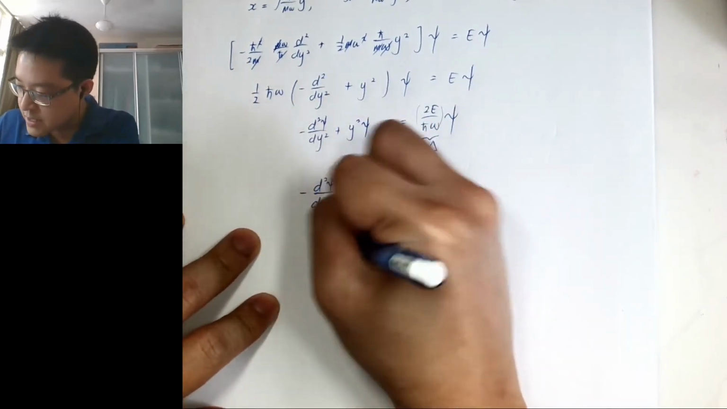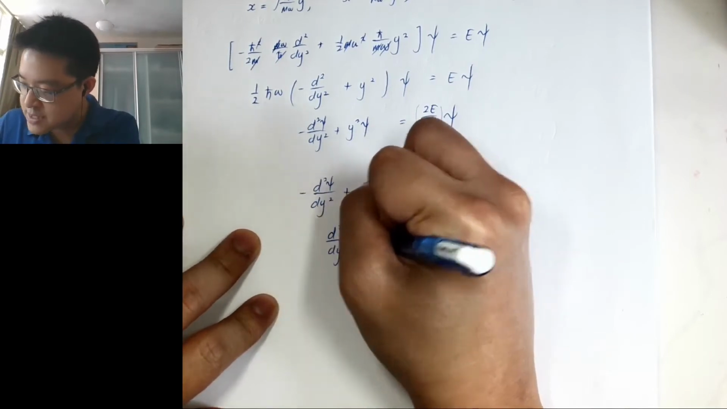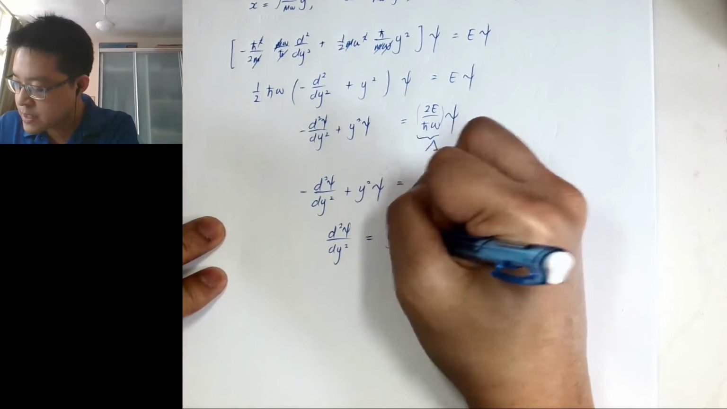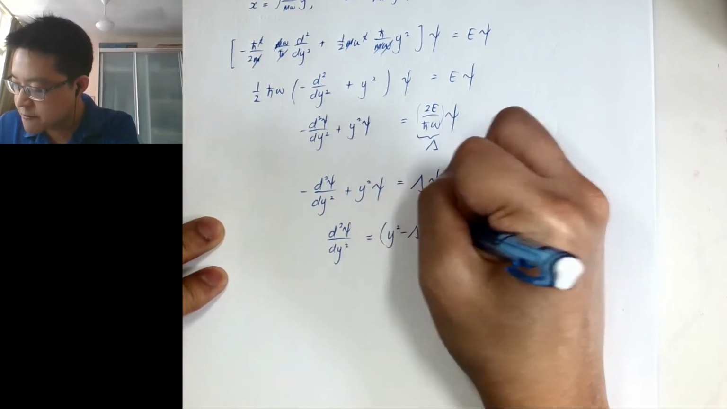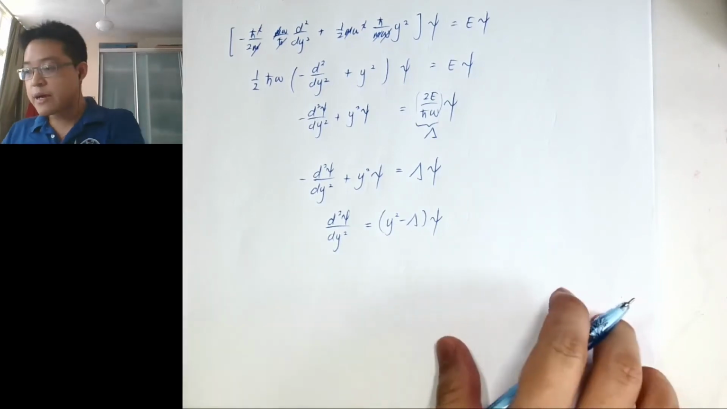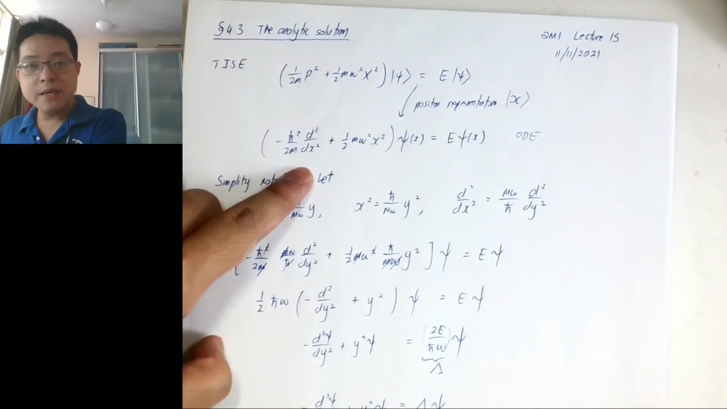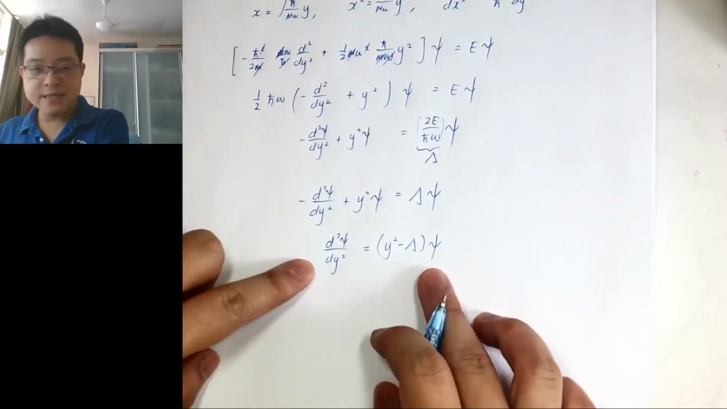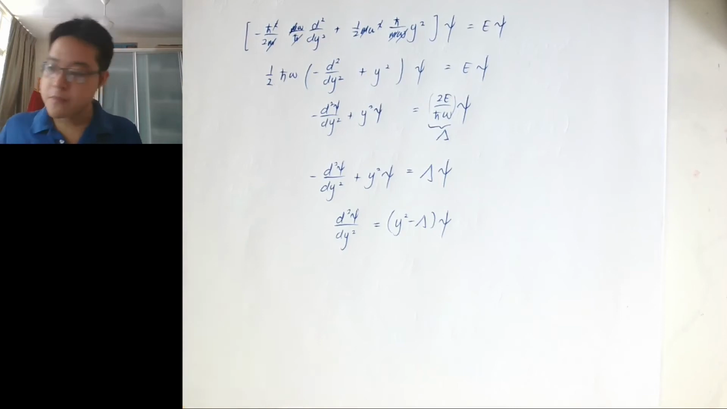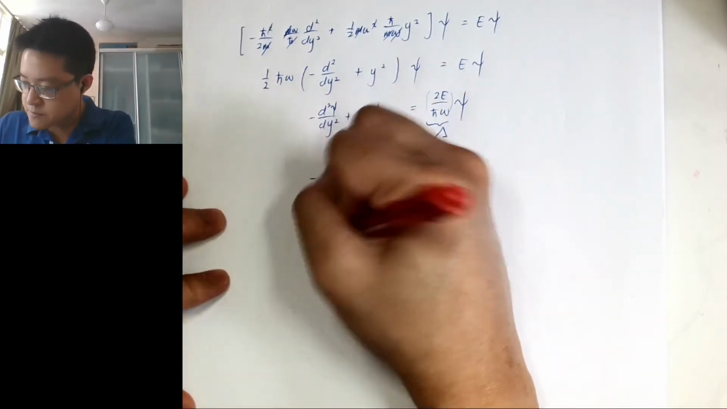So d squared psi over dy squared, make it look more standardized. And then this one, bring this over. So I got y squared minus lambda. Both terms have psi, so I can factorize this out. Okay? So at the end of the day, what do I mean when we want to solve this? It just means that we want to solve this differential equation. So this is an ODE, and we want to solve this today.